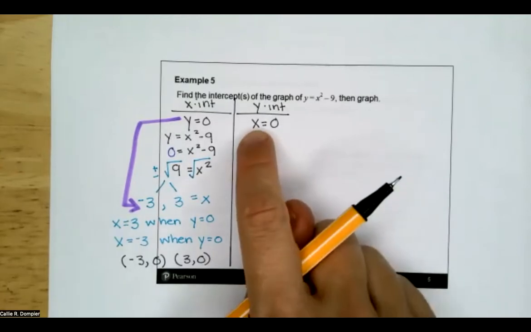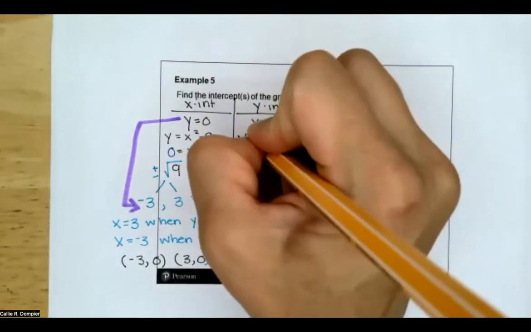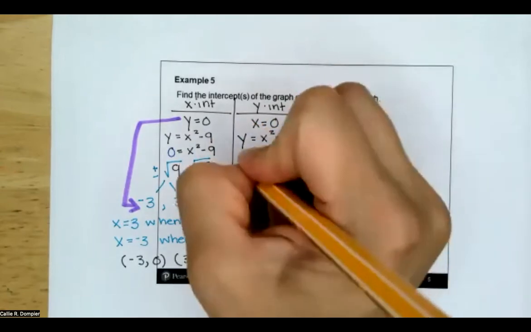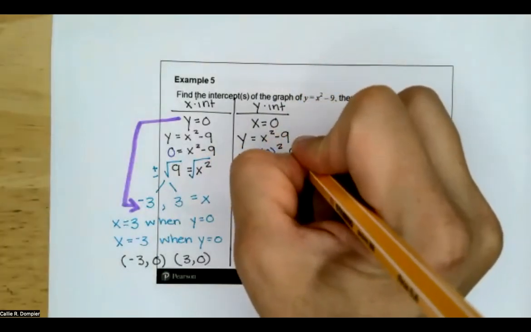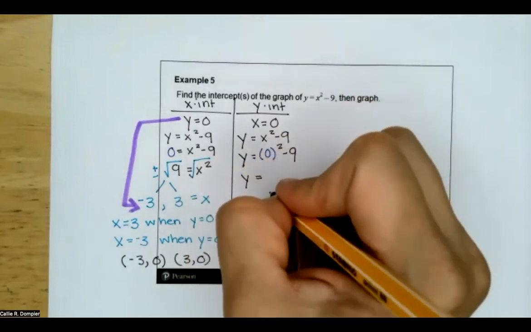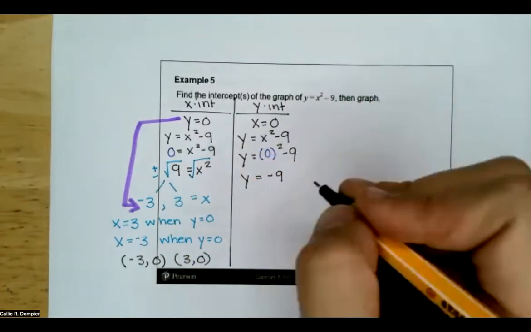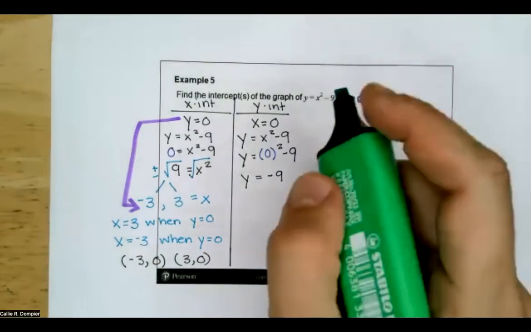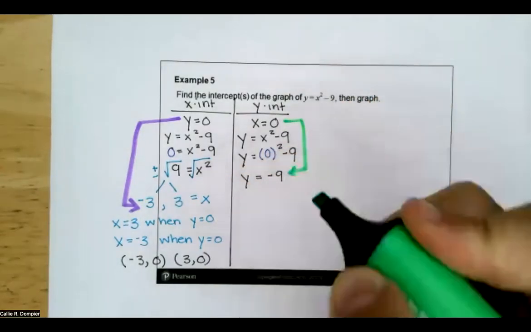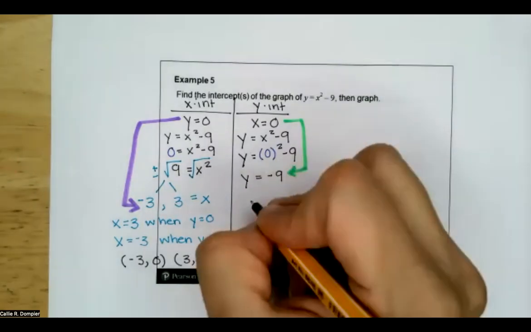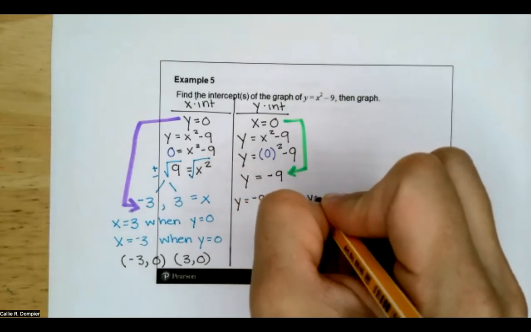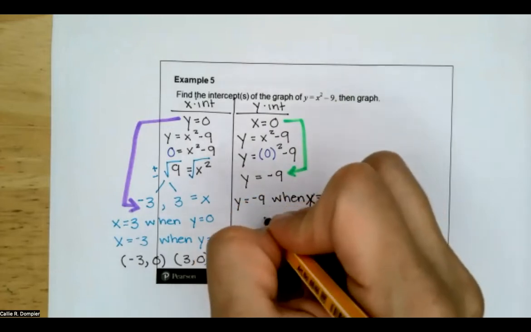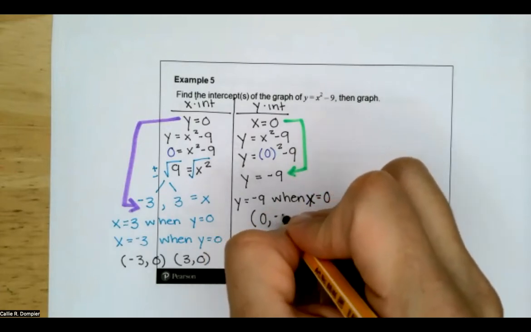Good. Now for your y-intercept, x is 0, so that same equation, y equals x squared minus 9, is a little bit easier. Y equals 0 squared minus 9, right? So y equals 0 squared is 0, 0 minus 9 is a negative 9. When x equals 0, y is equal to negative 9. So that point is 0, negative 9.